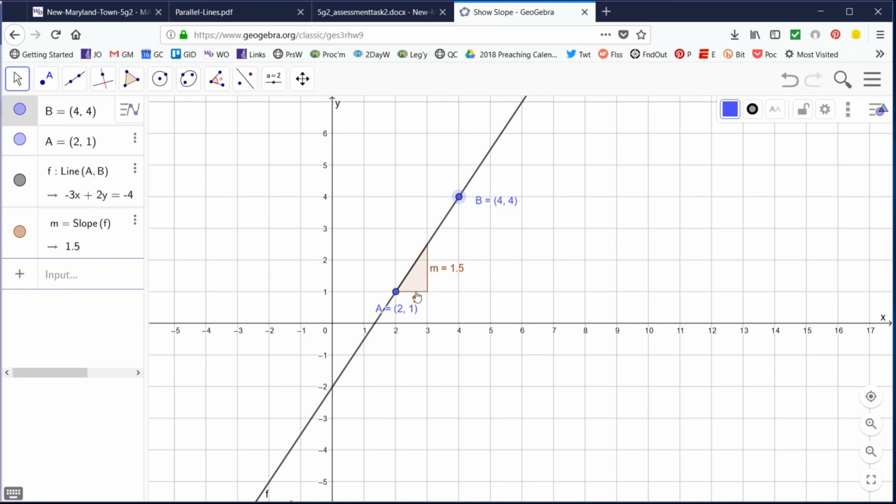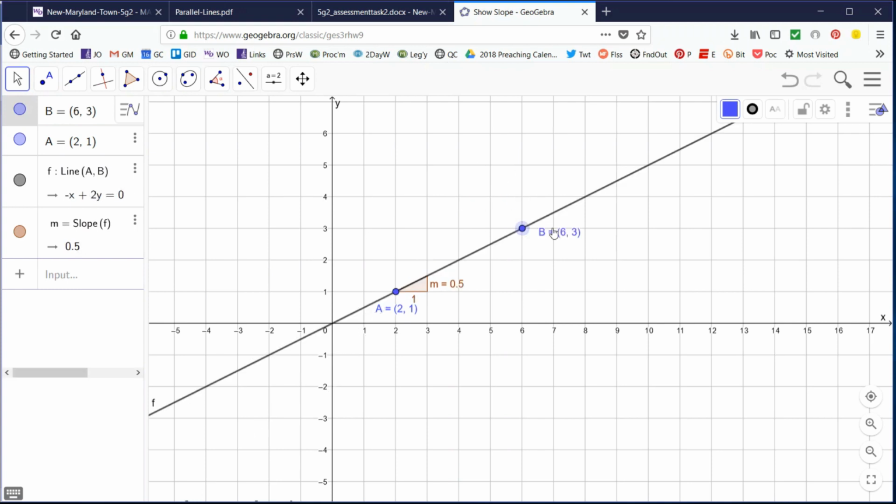If I move this point B down here, now my slope is 1.5. You can think of it as 1.5 over 1, which is 1.5, or you can think of it as rise being 3 and run being 2, and the slope then would be 3 over 2, which is 1.5.